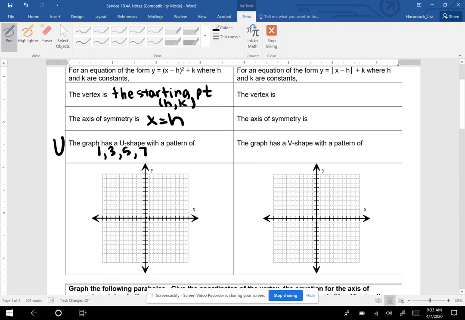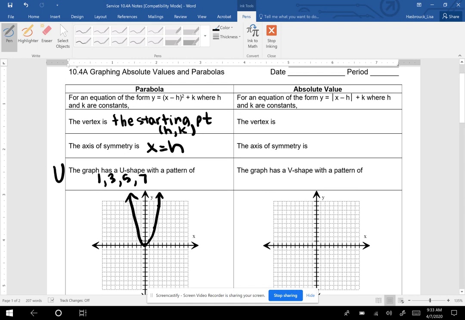So for the most basic graph, let's say the point 0, 0 is your vertex. Okay. The pattern 1, 3, 5, 7 means you'd go over 1, up 1, over 1, up 3, over 1, up 5. And you continue that pattern as far as you can go. Same the other way. So we do it on both sides of your vertex. Left 1, up 1, left 1, up 3, left 1, up 5. That makes a pretty little U.